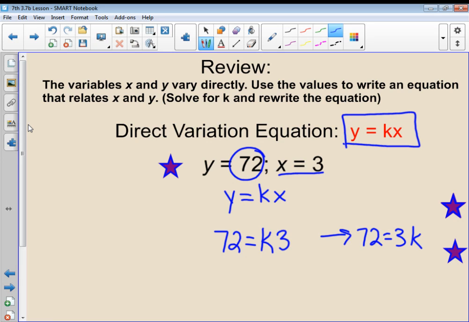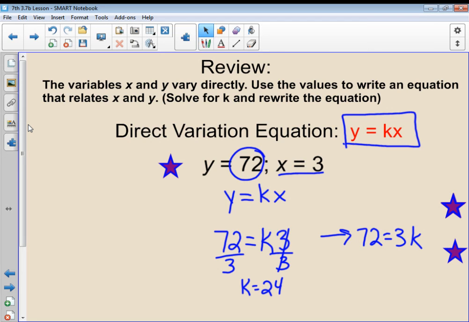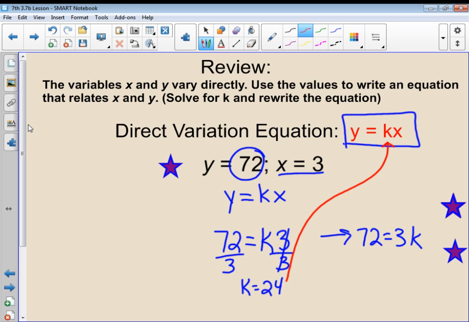Our next step is to isolate k, so divide by 3 on both sides. 72 divided by 3 is 24. So I just found out that k equals 24. The final step is to write our new equation, and that's just plugging in our 24 where k is. So our final statement is y equals 24x. This is our final answer, because now we could pick different x's and solve for our y's.